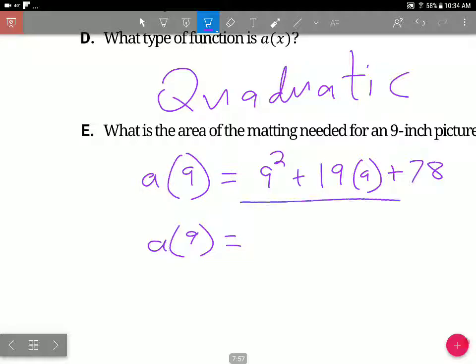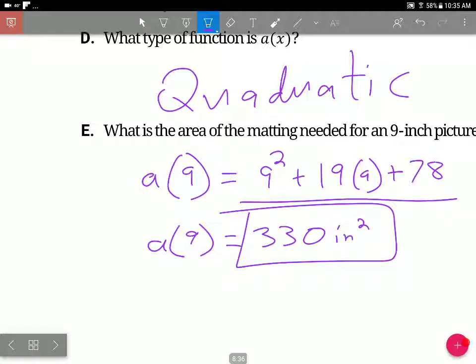Just stick this thing in your calculator. I'm sorry, I wasn't very clear on that. You can literally just type 9 squared plus 19 times 9 plus 78, hit enter. I think it's like 340 or 320 or something like that, if I remember. I might be way off. 330? Okay, I was close. So 330 square inches, so inches squared, if you're adding your units to it.